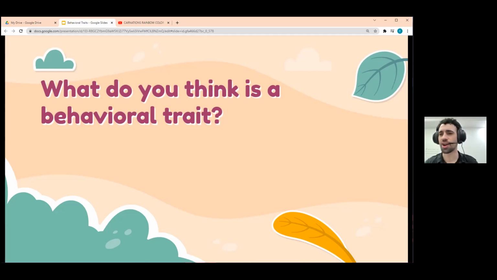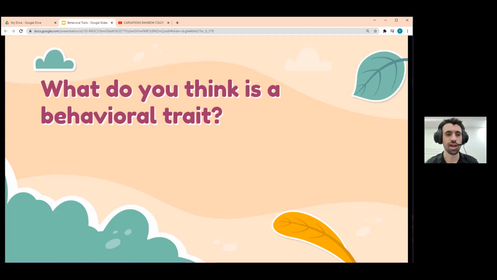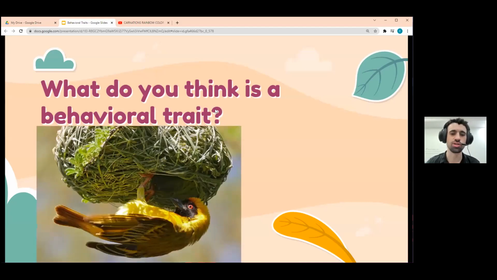Okay, you guys are very close. Some of your answers are correct. You guys are right there. What do you think a behavioral trait is? Now, what is this bird doing? We have seen this before, but what is this bird doing?